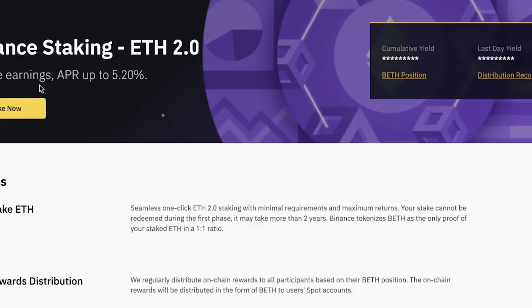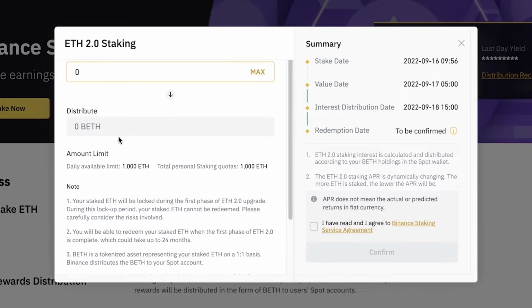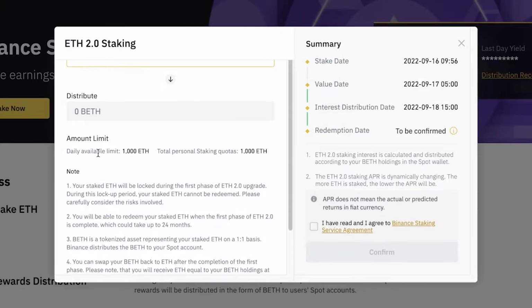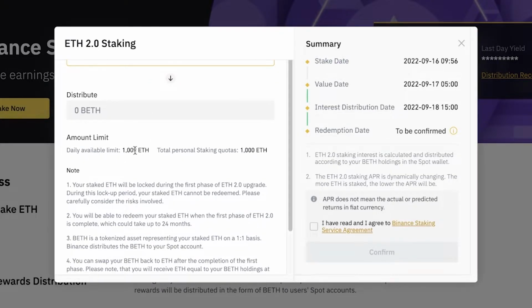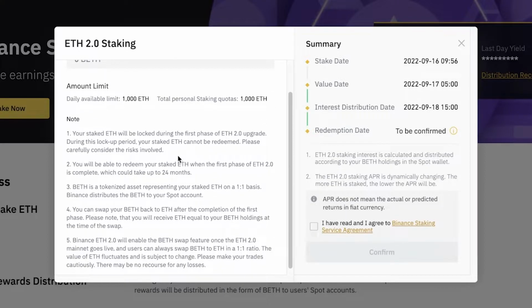So if you just click on stake now over here, and below that you will see distribute, then you will have your amount limit, then you have your total personal staking quota. Once your Ethereum is staked, it will be locked during the first phase of Ethereum 2.0, and during this period you cannot redeem your Ethereum.